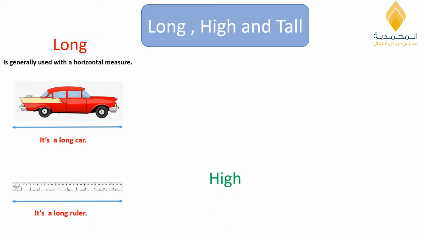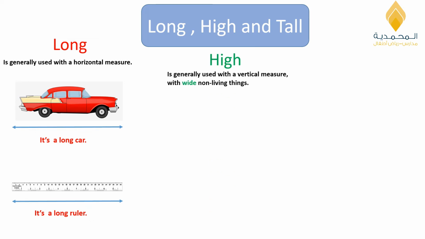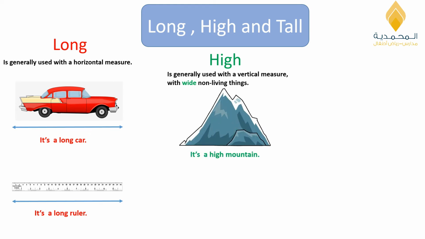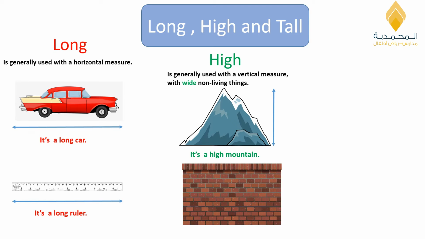Let's move to high. High is generally used with a vertical measure with wide, non-living things. Let's see some examples. It's a high mountain. You can notice here that we are describing a vertical measure and the mountain is wide, so we use high. It's a high mountain.